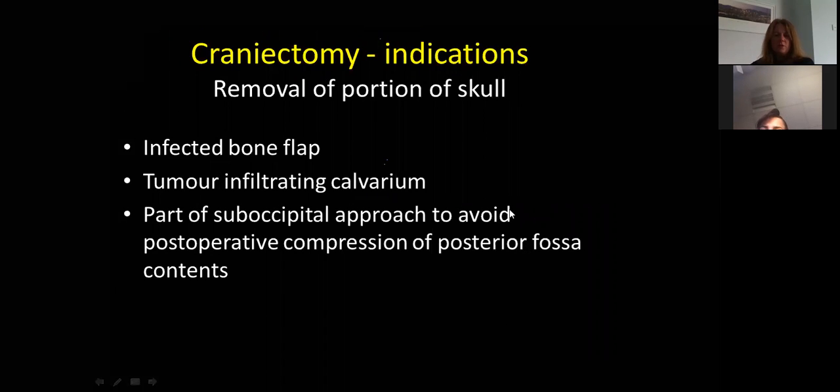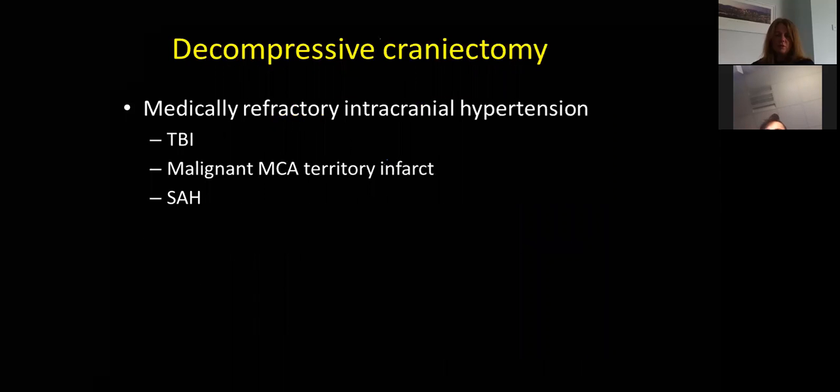Finally, just a few slides on craniectomy. This is removal of a portion of the skull, and usually it's because the bone flap's infected or there's tumour of the bone, or you can also use it as part of a suboccipital craniotomy to avoid posterior fossa swelling and issues with that. Decompressive craniectomy can be performed if you've got hypertension. This is obviously a bit non-specific, can be after traumatic brain injury, often malignant MCA territory infarcts, often in young patients, or after subarachnoid hemorrhage.